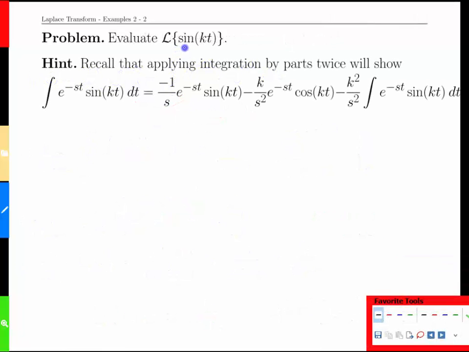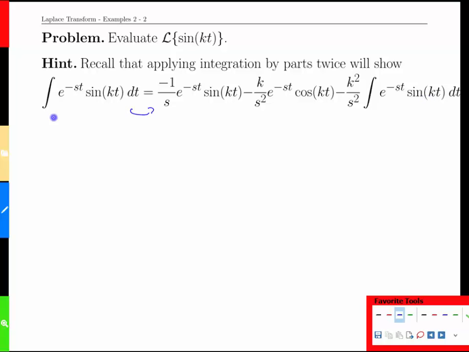Take a look at a more complicated function, in some ways, the sine of kt. If we're looking for the transform of sine kt, what of course we need to do is evaluate the integral of e to the minus st times that function. Now this is a tricky integration by parts. If we do it by parts twice, we end up back at the same integral form. Notice if we did integration by parts once, we'd end up with a cosine. If we did it again, we end up with an integral with a sine in it again.